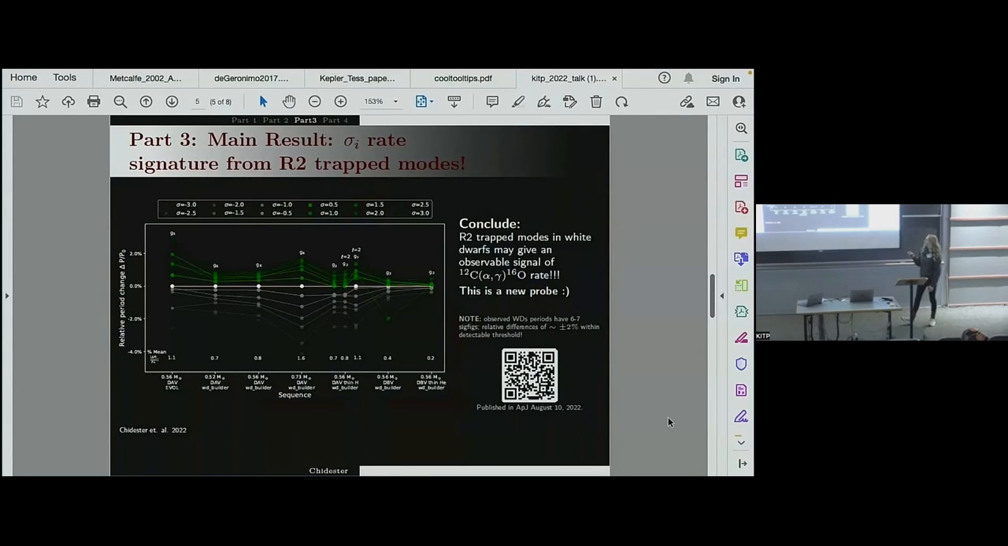So with that in mind, the punchline of this project is that we did indeed find a pulsation rate signature that came from the R2 trapped modes that distinguished sigma sub I. And that's shown globally in this figure. So the y-axis is the relative period change between the sigma sub I rate models and the sigma 0 rates for the R2 trapped modes. The x-axis is model sequence type, which I'll elaborate on. But for now, I want to focus on this first column.